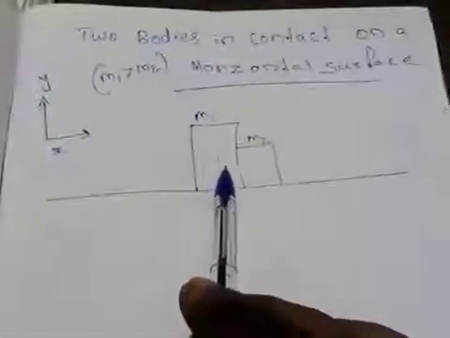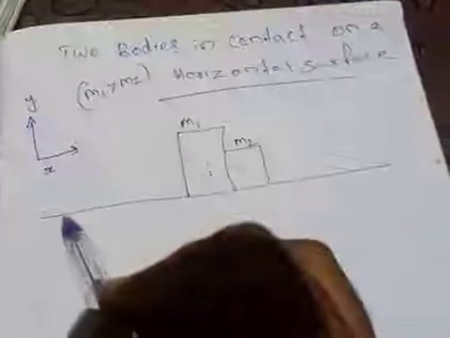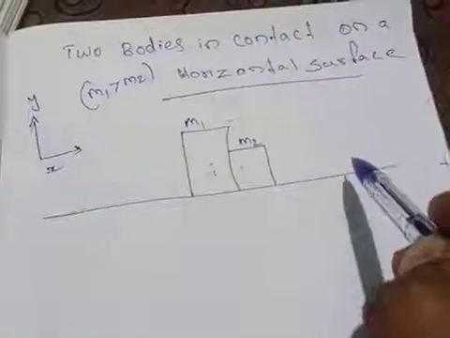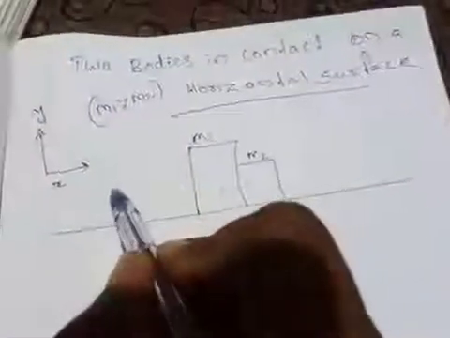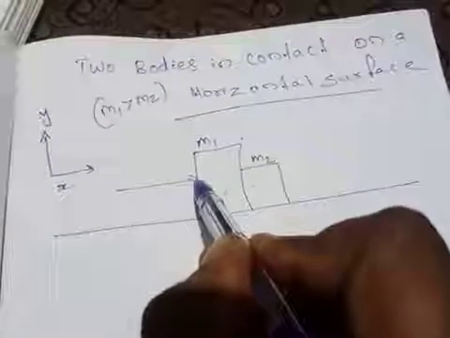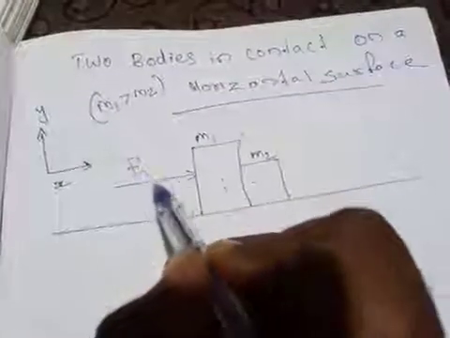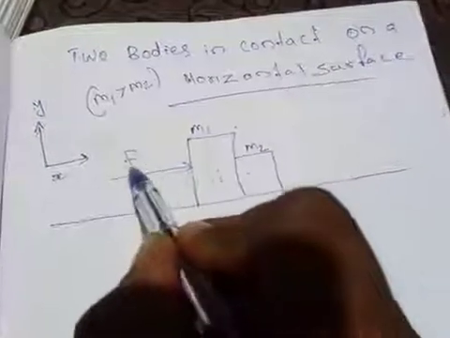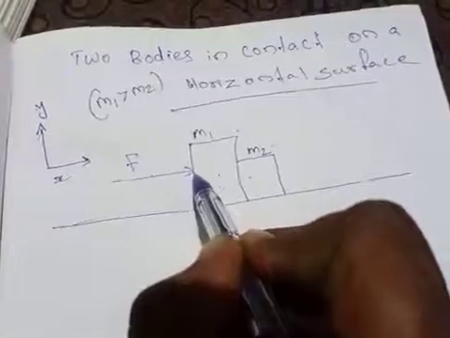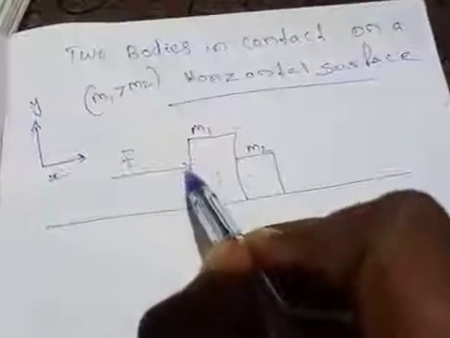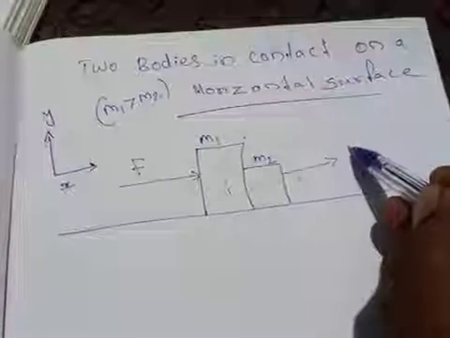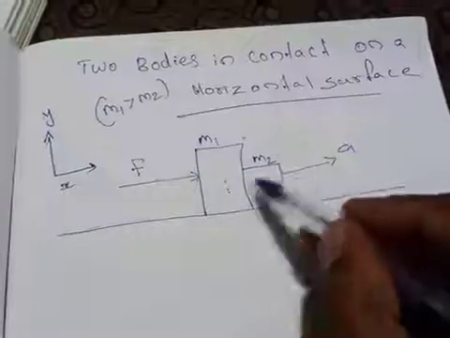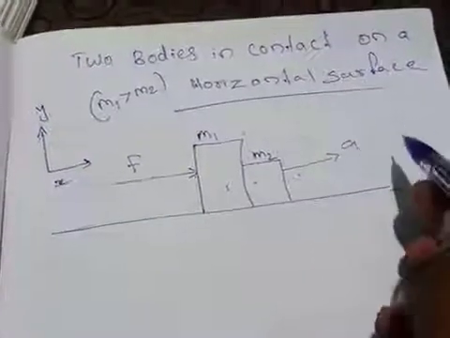Assume that this is kept on a horizontal surface. It is a smooth, frictionless surface. Now I am applying a horizontal force, capital F, on the object of mass m1. There will be acceleration in this direction. This mass m1 and m2 will move in the same direction.